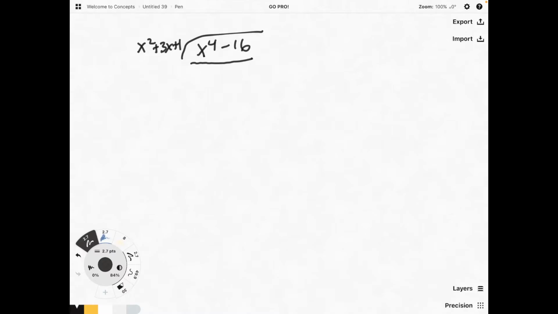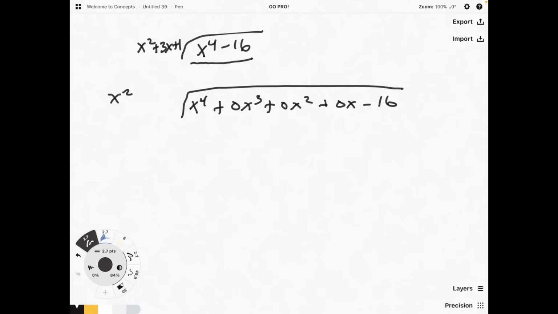So if we write this with all of the degrees showing, we're going to get x to the 4th plus 0x to the 3rd plus 0x squared plus 0x minus 16. If we multiply 0 by something, it's going to be 0. If we were to simplify what we just wrote, that's going to get us back to the original problem of x to the 4th minus 16. And we're going to divide that by x squared plus 3x plus 1. We're doing this because as we are going through the problem and finding what's remaining, we want to ensure that we're capturing all of the values.